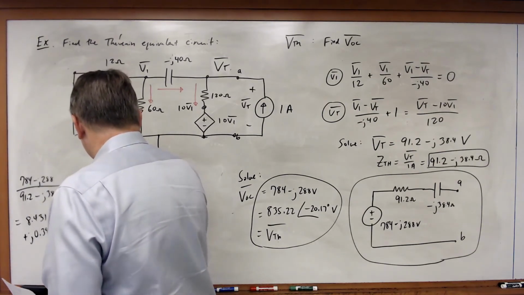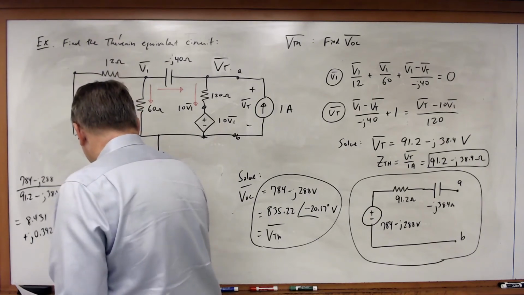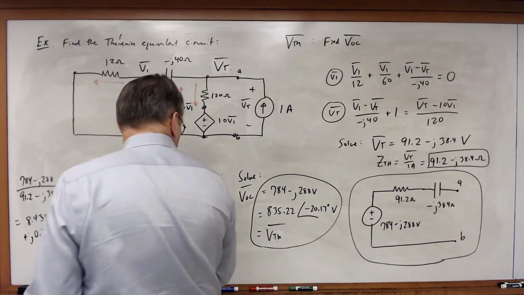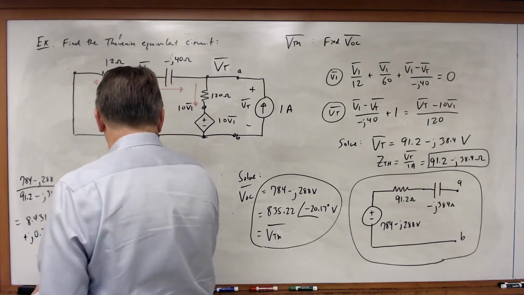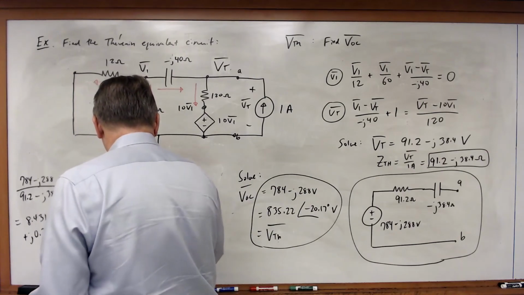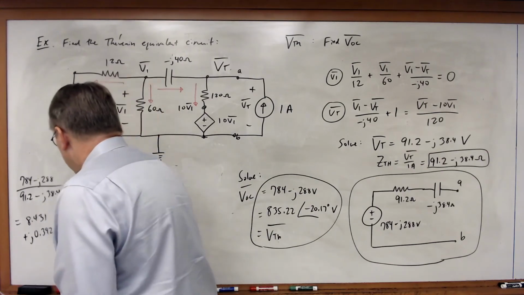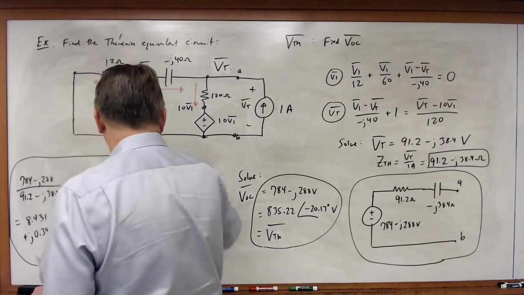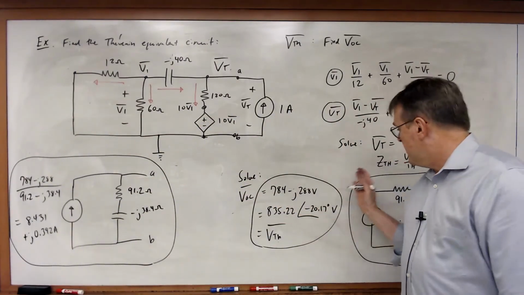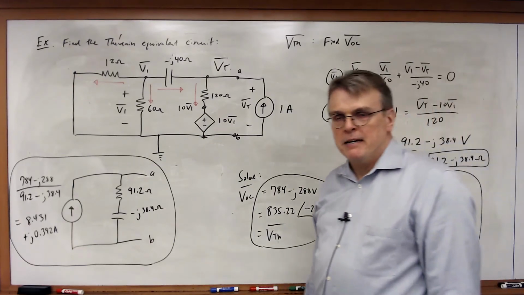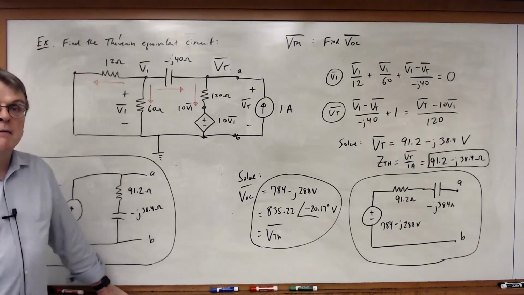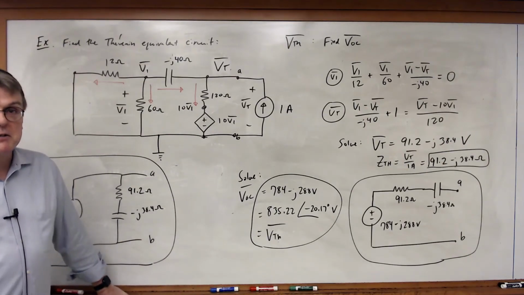And of course, I still have the same value for the impedance between A and B. And so this will be 91.2 ohms, and this will be minus J38.4 ohms. And so there is my Norton equivalent circuit. Nothing different here. Exactly the same techniques you've seen before. Absolutely nothing that you need to do differently beyond learning how to do this in complex numbers.